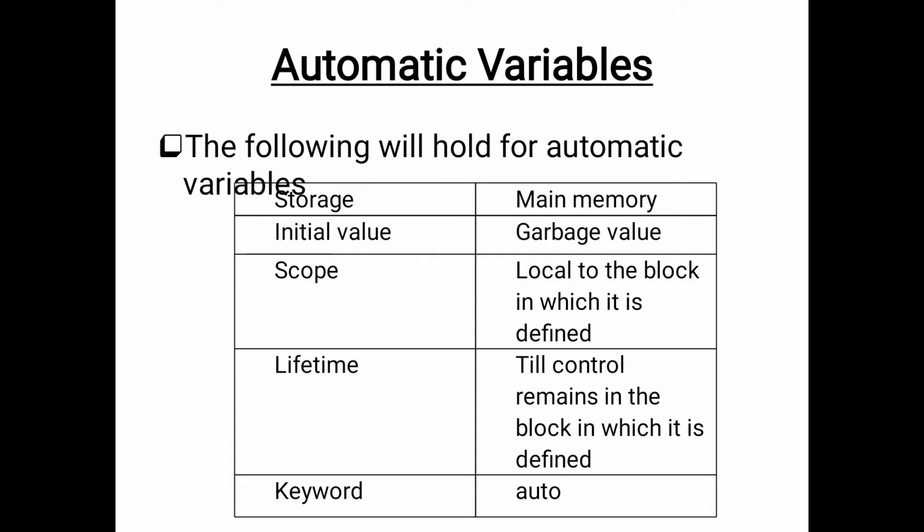We will see these 5 things for all types of storage classes: storage, initial value, scope, lifetime, and keyword, for automatic, register, static, and extern. So the automatic variable will be stored in main memory. The initial value of an automatic variable is a garbage value. The scope of the automatic variable is local to the block in which it is defined. The lifetime is that they exist till the control remains in that block. The keyword for declaring the automatic variable is auto.